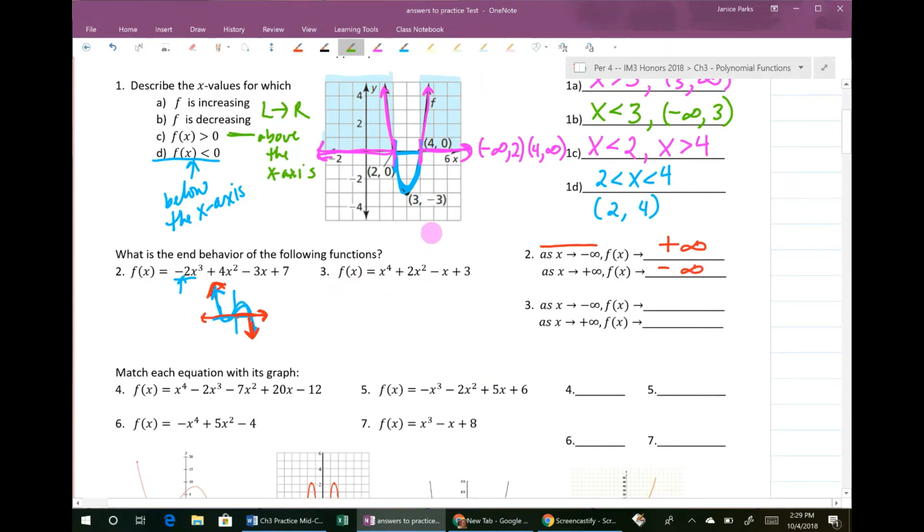For number 3, this is an even powered, or an even degree. 4 is the degree of the polynomial, and it's positive. When it's positive and it's the 4th, it's like a parabola. Both ends are pointing in the same direction, and they're both pointing up. Okay, so that means that both end behaviors are going to positive infinity. Even when you go to the left, it's going up, and when you're going to the right, it's also going up.